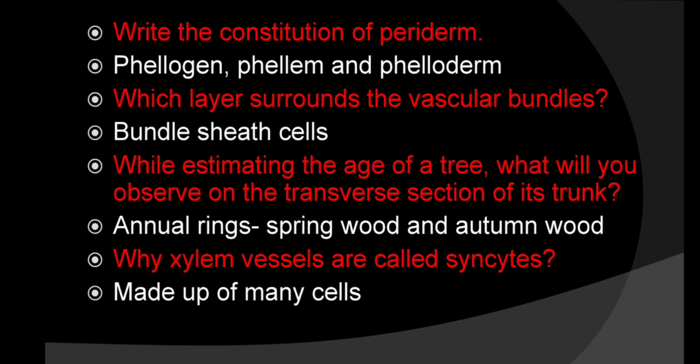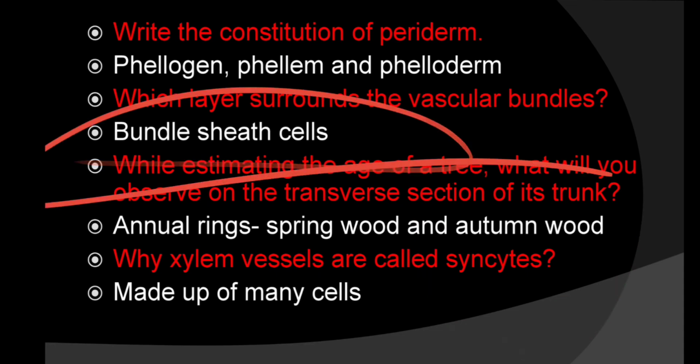Write the constitution of periderm. So periderm, you know that in the primary stage the epidermis is there. Later on periderm formation takes place in the secondary growth. So this periderm contains phellogen, phellem and phelloderm, means it contains cork cambium, cork and secondary cortex. Now, which layer surrounds the vascular bundles? So here we have a vascular bundle. The vascular bundle is surrounded by one layer that is known as bundle sheath cells.